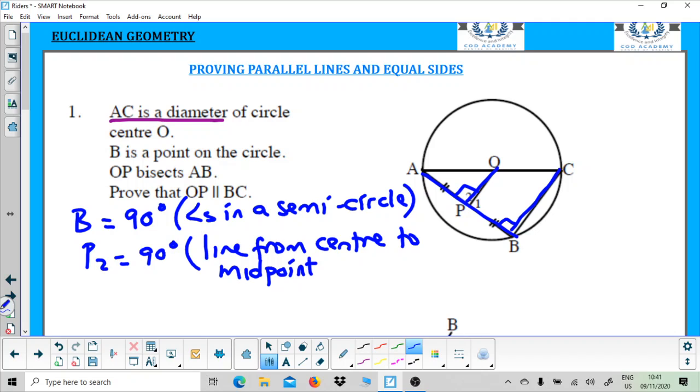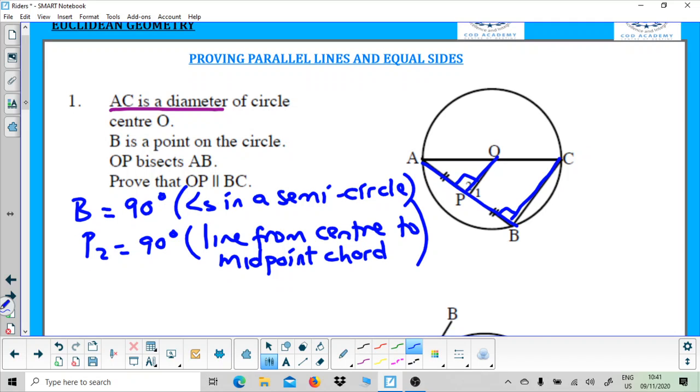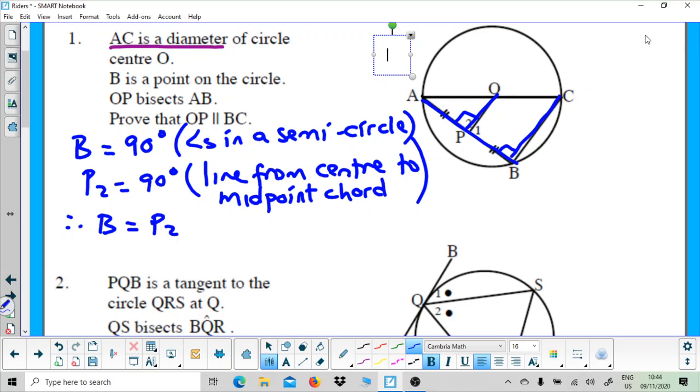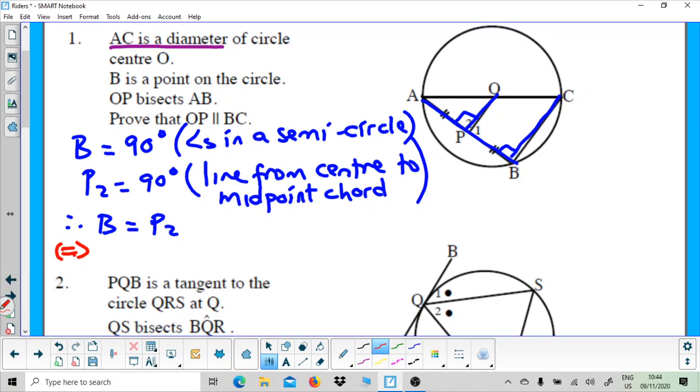We know that if a line from the center is going to the midpoint of the chord, it will be perpendicular to that chord. Well, we are noticing that P2 is equal to B. Once you prove those two angles to be equal to each other, after you prove that B is equal to P2, you can now make a conclusion. You can say, as a result of all of this, it means OP here is parallel to BC, and you actually proved angles that are corresponding to each other. So you have to use that one, corresponding.